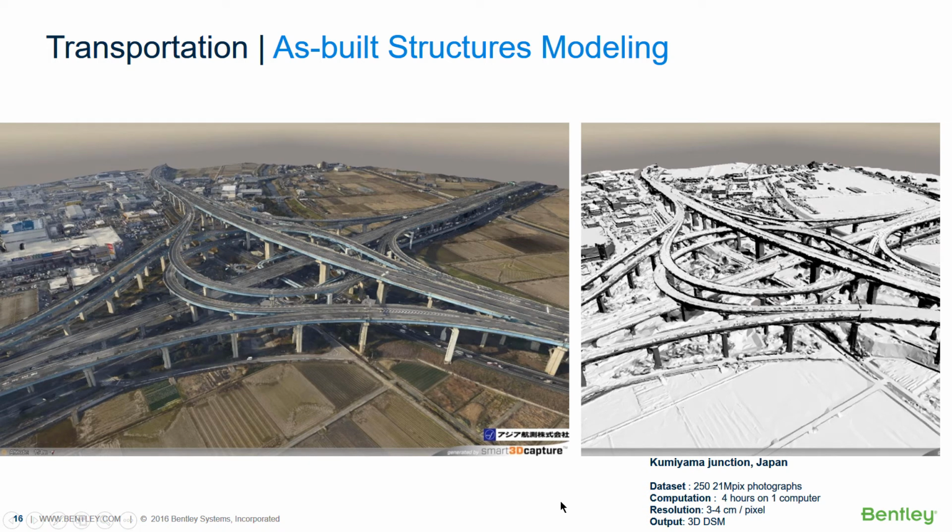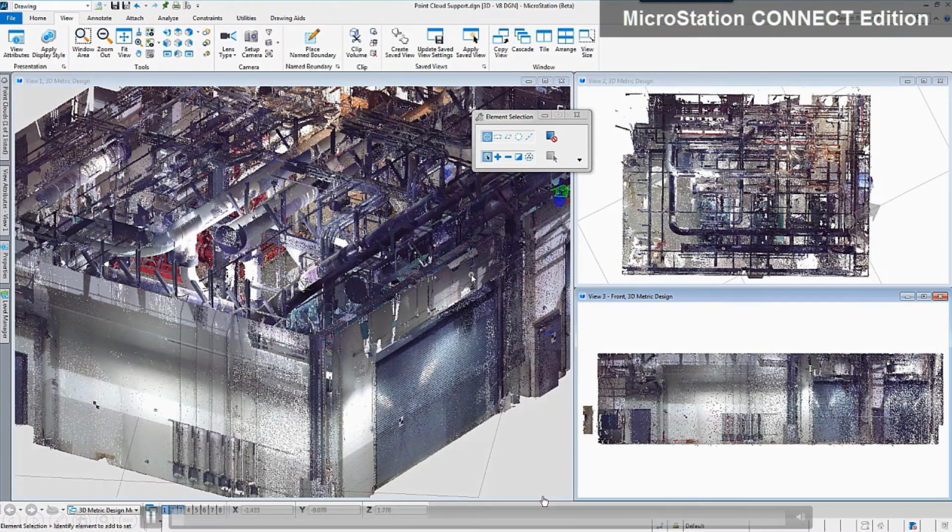Finally, there's as-built structures modeling. There's a lot of infrastructure out there that does not have three-dimensional models associated with it. So you can very quickly create three-dimensional models of your infrastructure simply by taking pictures of it. In this particular case, you can see there are 250 21-megapixel photographs. Resolution was 3 to 4 centimeters per pixel, and it took 4 hours on one computer. You can very easily increase all of those things with more pictures and more pixels with better cameras to get better resolution. But as you can see, it's actually pretty decent resolution.